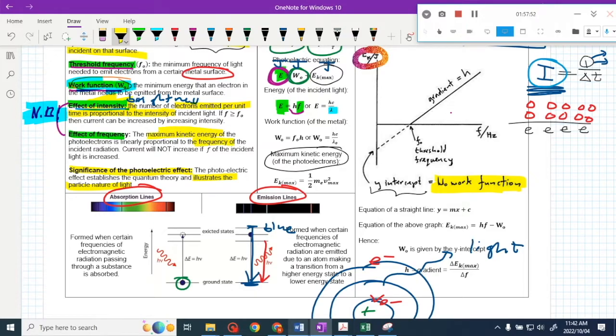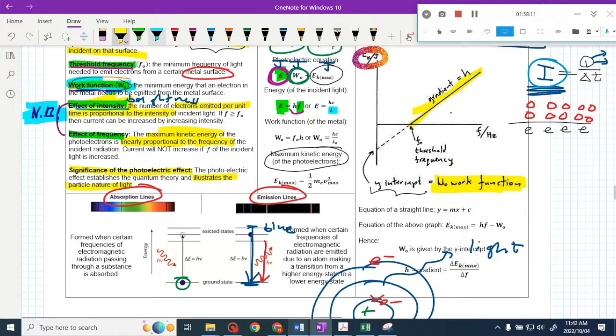We say that the maximum kinetic energy of the photoelectrons is linearly proportional. You see here they use the term linearly proportional and not directly proportional. Because it's not directly proportional, it is linearly proportional. You guys see that? I did that to get you back because I saw you zoned out a bit.